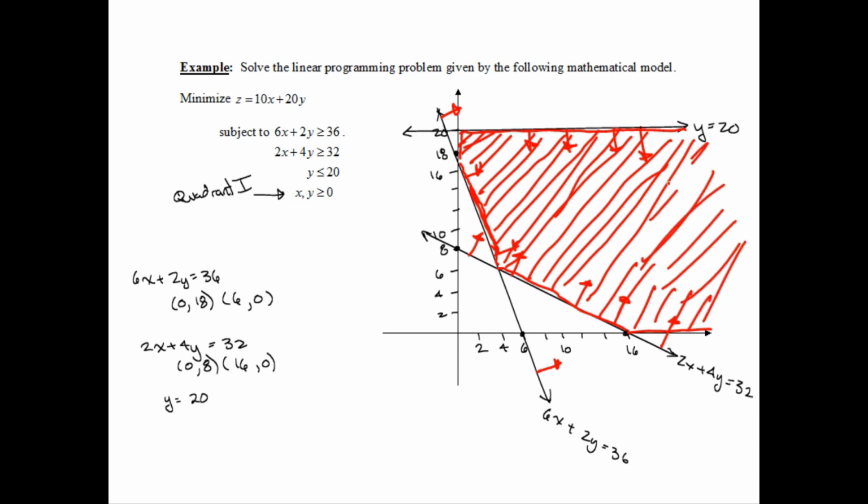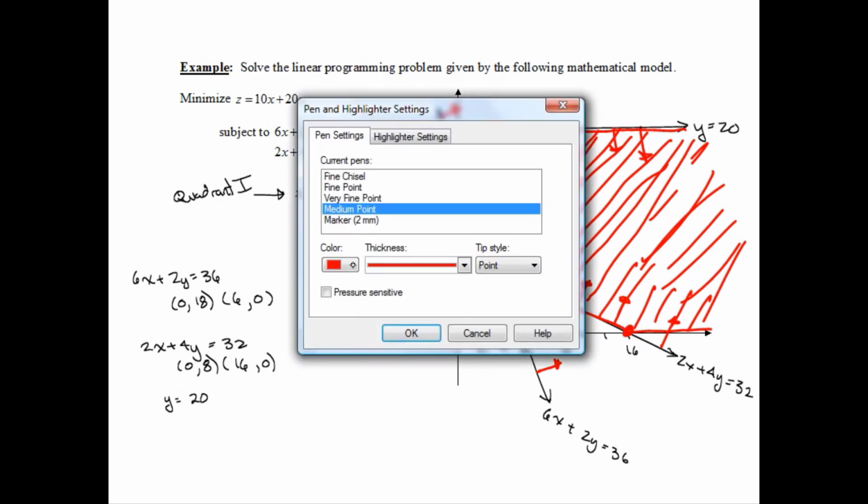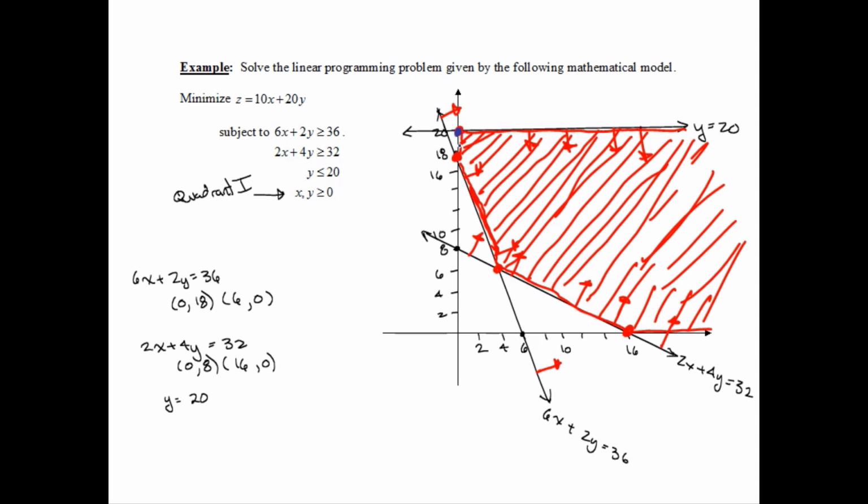Okay, there's our feasible region. Let's find the corner points. Where are corner points? Here's one of them. Here's one. Here's one. And here's one. Make sure we can find it right here. Here. Okay.